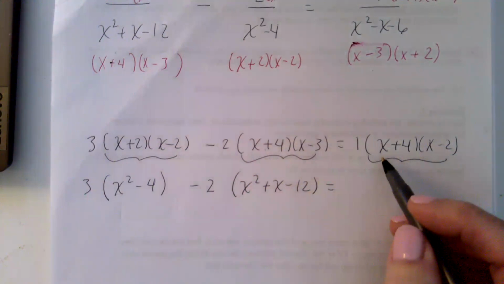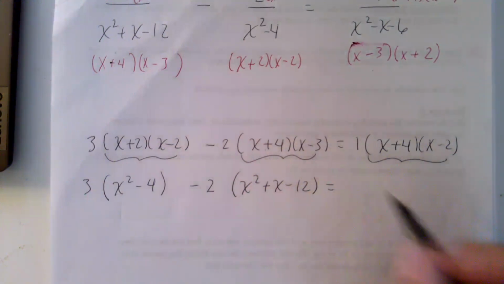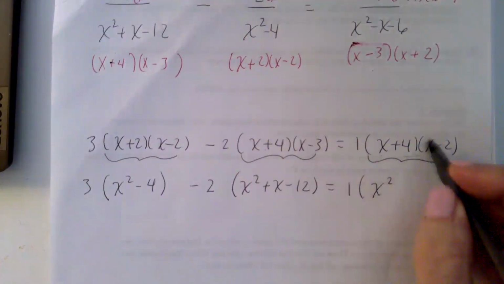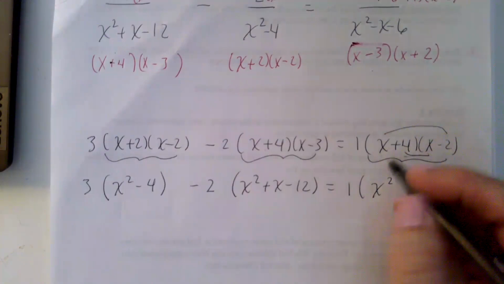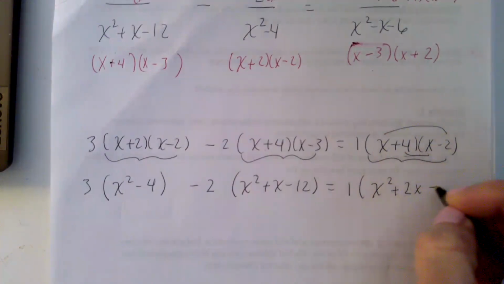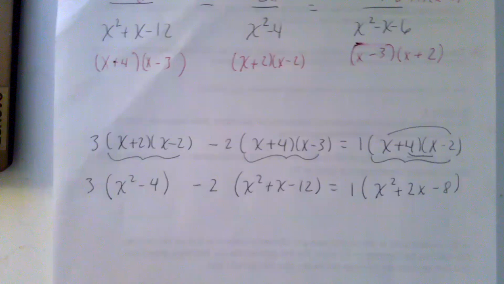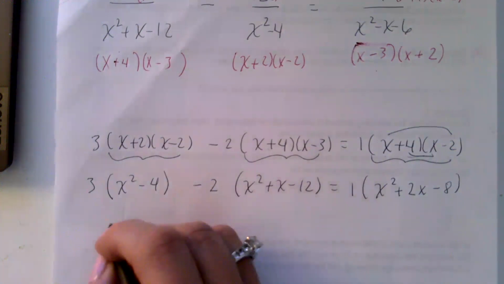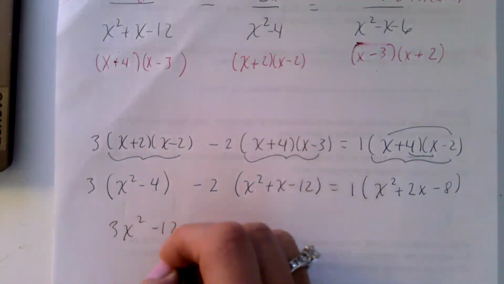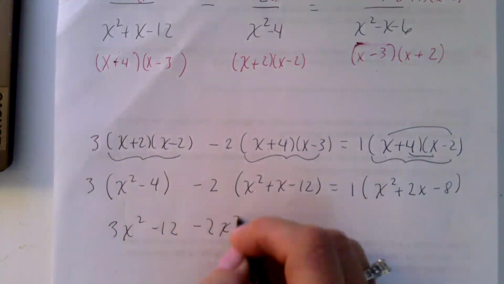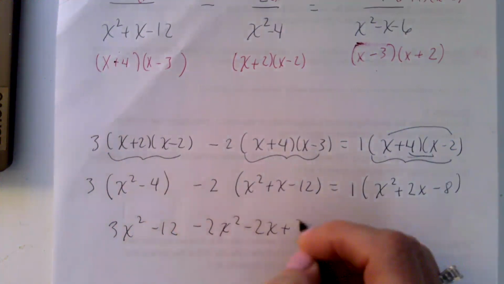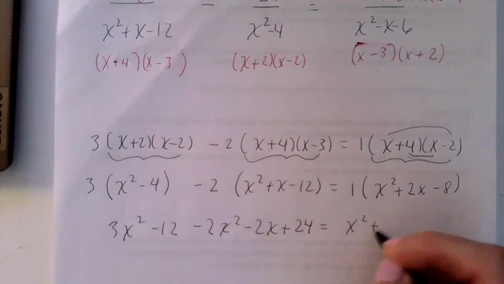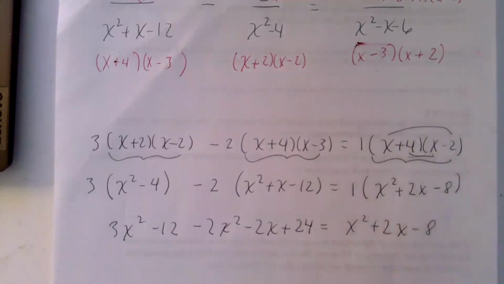And then this one we had not used before, and it's just a 1. So 1 times, we've got x squared plus 4x and a minus 2x. So that is a plus 2x minus 8. Now we can go ahead and distribute our 3 and our -2 and our 1. So we have 3x squared minus 12 minus 2x squared minus 2x plus 24 and then x squared plus 2x minus 8.